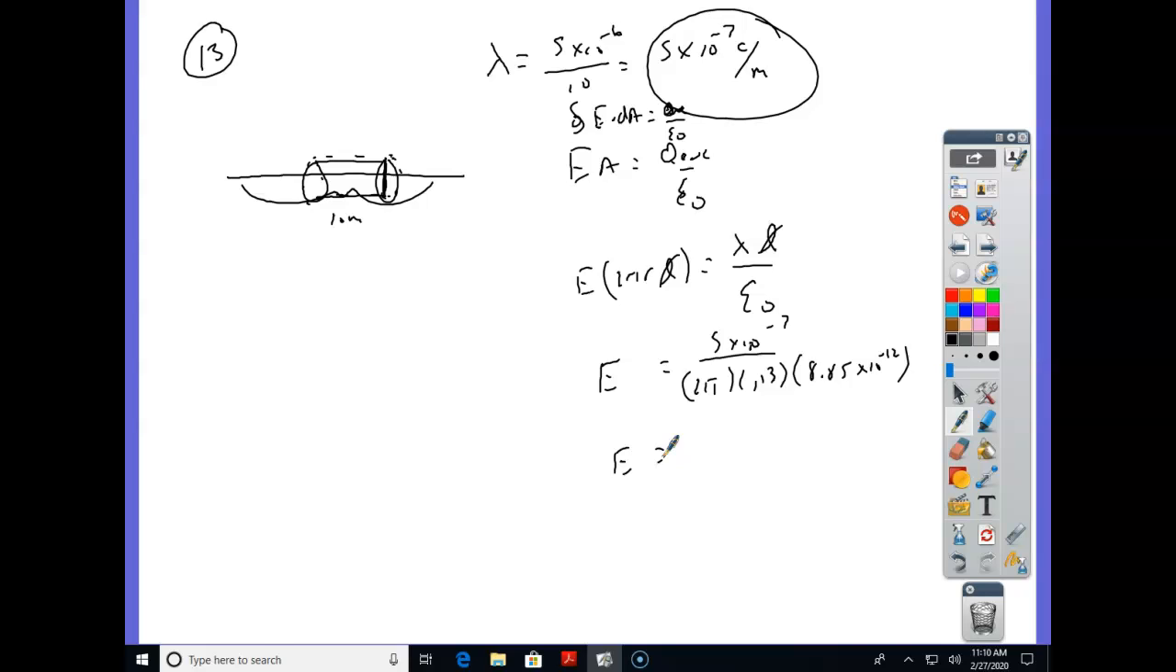What do we get for the answer for this? I got something like 69,167. That sounds like a familiar number, and I would guess it would be, so that sounds good. 5 times 10 to the negative 7 divided by 2, divided by pi, 0.13, divided by 8.85 exponent negative 12, and I get, what'd you get? 69,167. I'm with you.